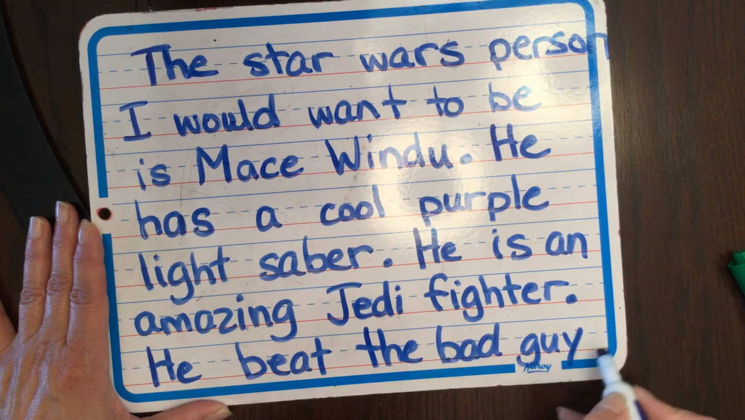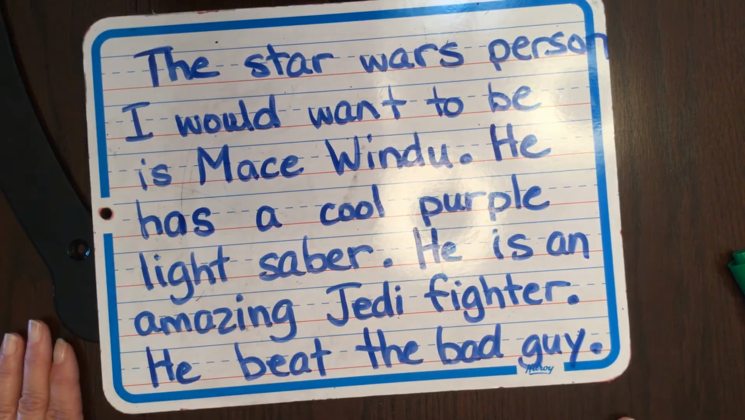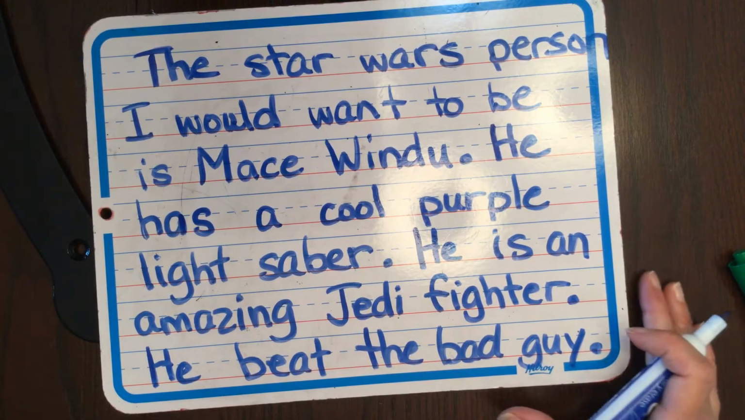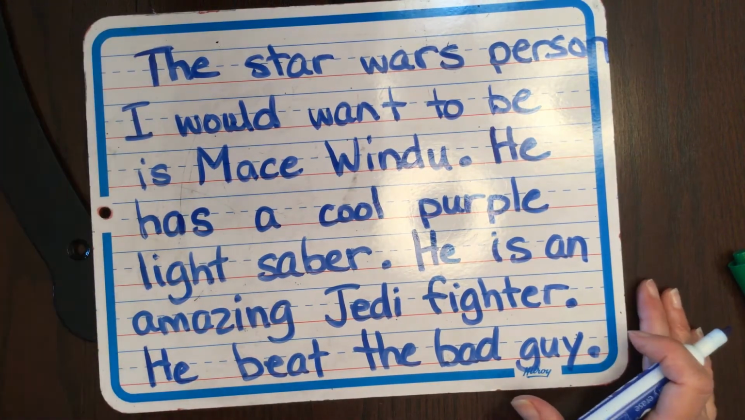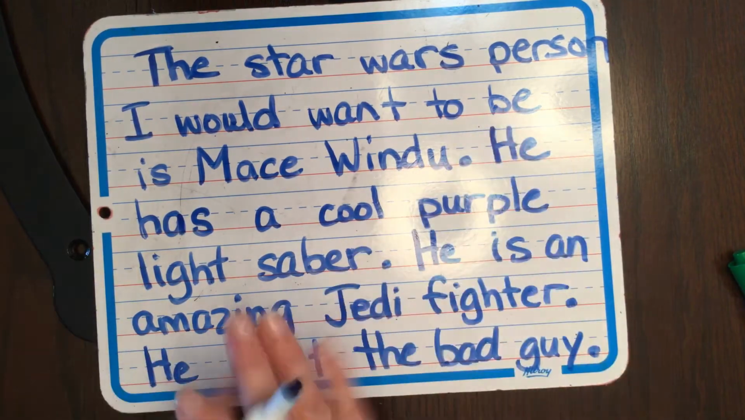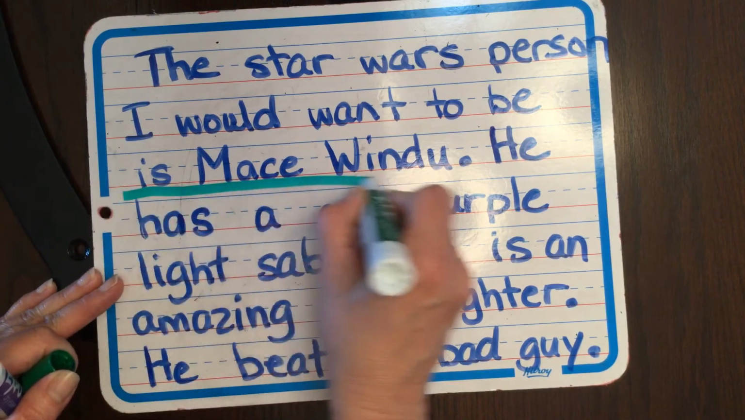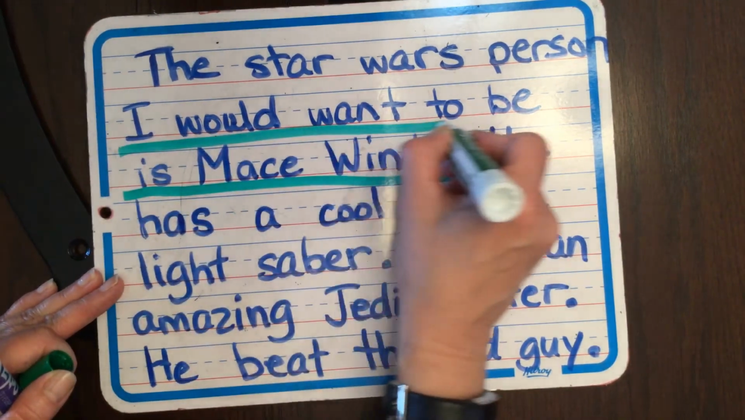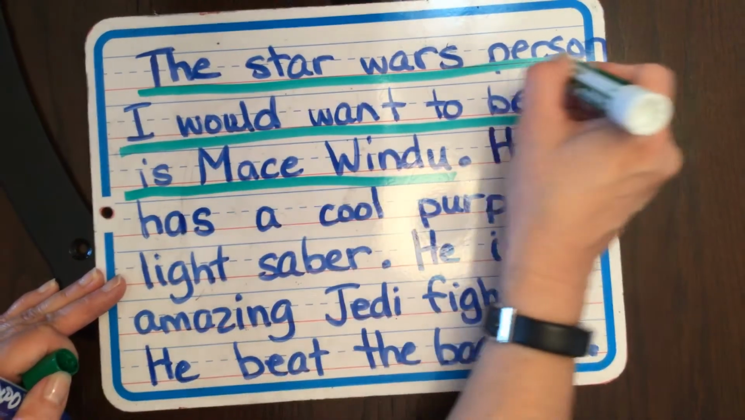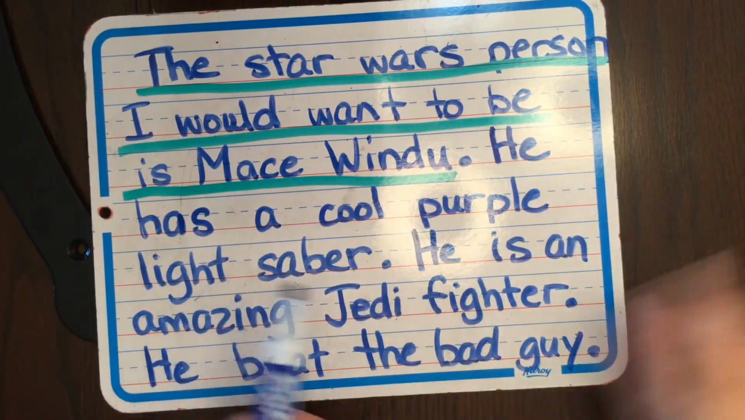You might write who he beat. He beat the bad guy. Those are the reasons why I would want to be him. So the Star Wars person I would want to be is Mace Windu. That's my beginning sentence. I'm going to underline that whole thing in green. So you see that I have a nice beginning green sentence.